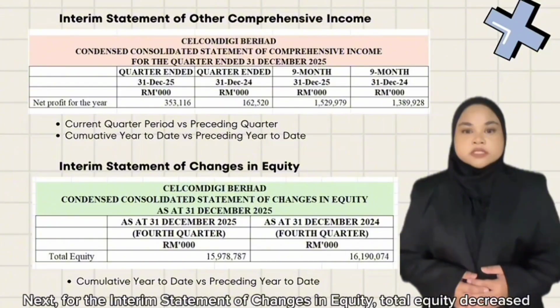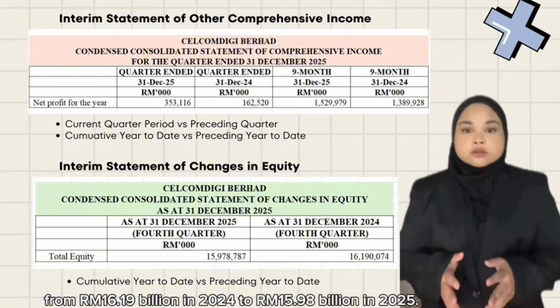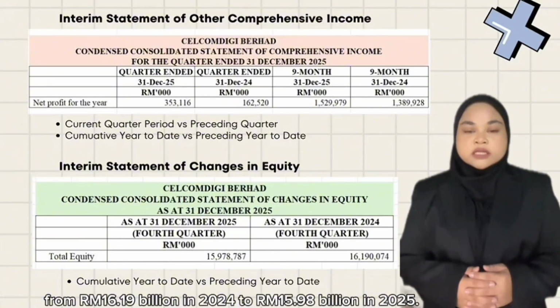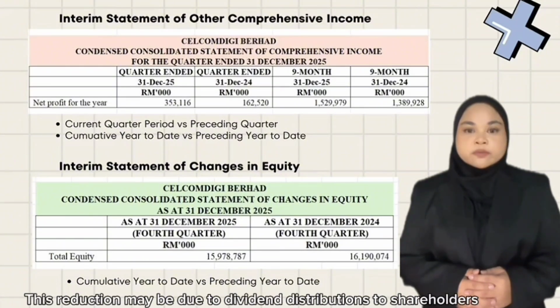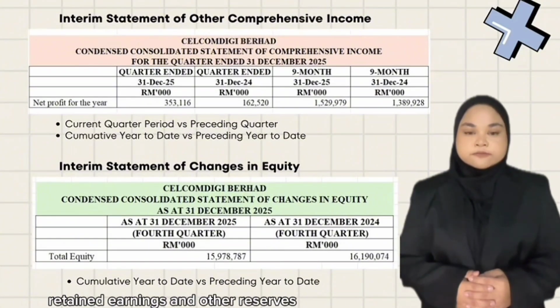Next, for the interim statement of changes in equity, total equity decreased from 60.90 billion ringgit in 2024 to 50.98 billion ringgit in 2025. This reduction may be due to dividend distributions to shareholders, share buybacks, or adjustments arising from retained earnings and other reasons.